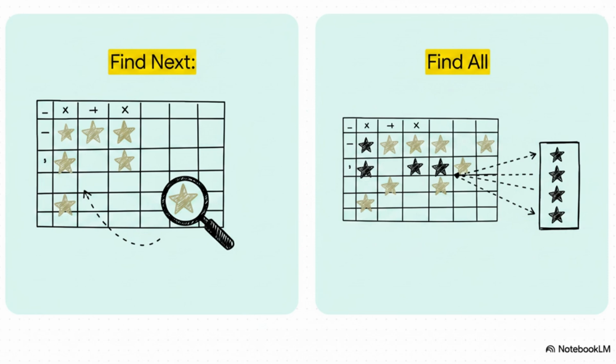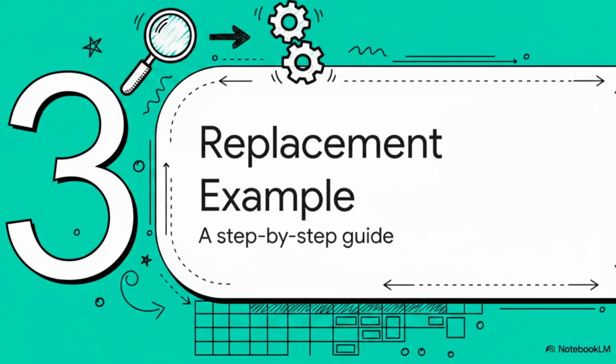Find All, on the other hand, is like getting the whole map at once. It pops up a list of every single instance of your search term, giving you a complete global overview of where everything is. All right, enough theory. Let's get our hands dirty and see this tool in action.